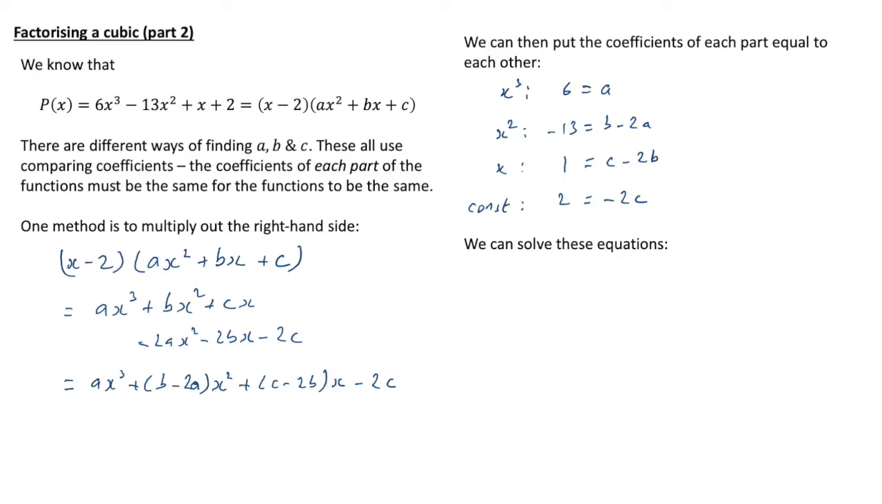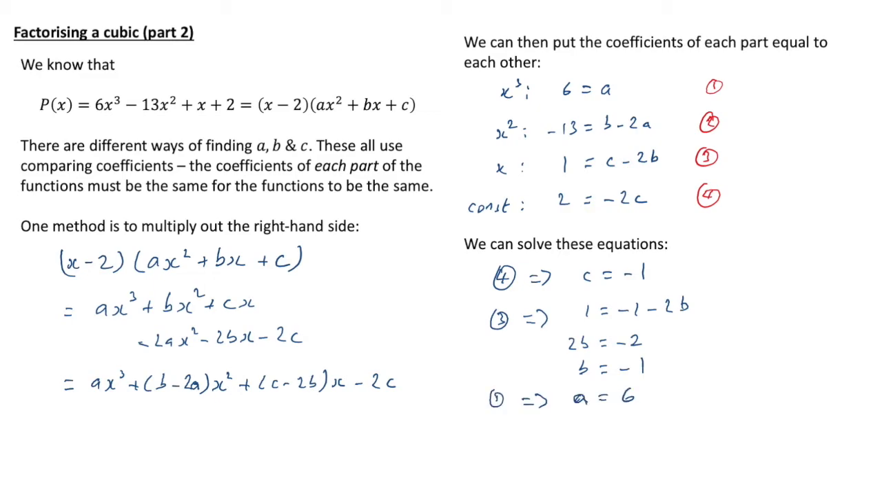And we can solve these equations. So we might number them so that we can see what we're dealing with, and we can straight away see from equation 4 that c is equal to minus 1. We can then use that value of c in equation 3. So equation 3 is 1 equals c minus 2b, but because we know that c is minus 1, we can say that it's equal to minus 1 minus 2b. That means that 2b is equal to minus 2, which means that b is equal to minus 1. And then we can use equation 1 straight away. That just tells us that a is equal to 6.